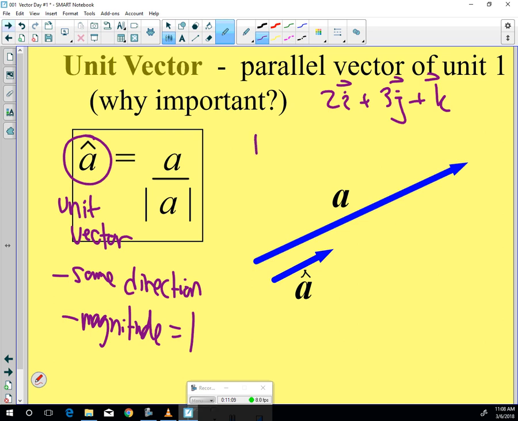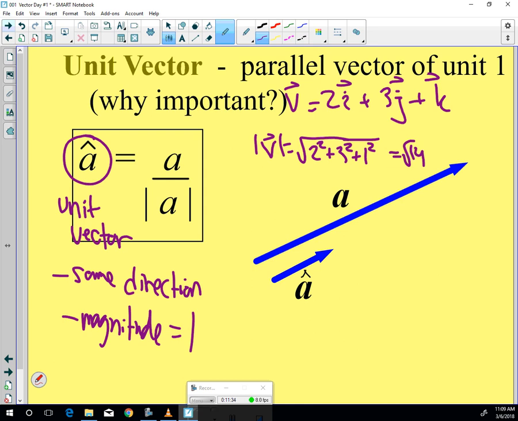Well, the magnitude of this vector, let's call it vector v. V is for vector. The magnitude of that vector is going to be the square root of 2 squared plus 3 squared plus 1 squared. That's just the square root of 14, isn't it? Okay? We know that this thing is the square root of 14.